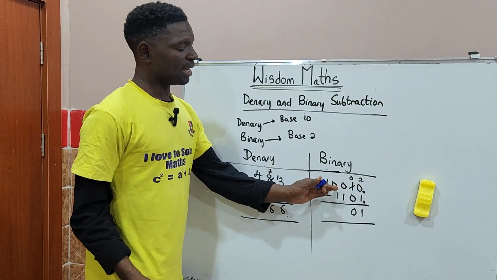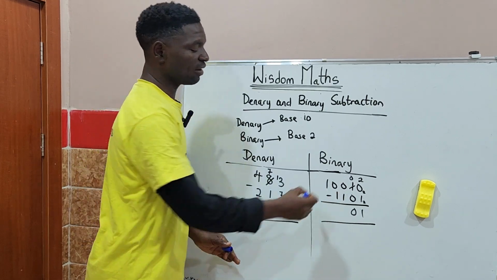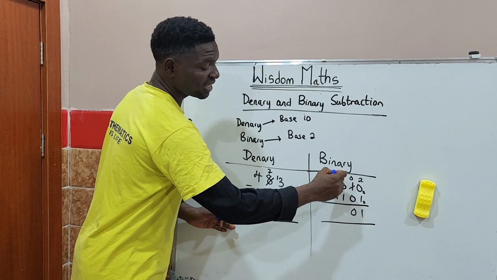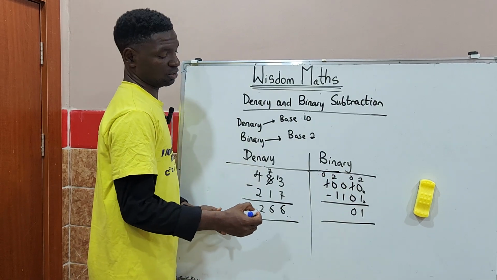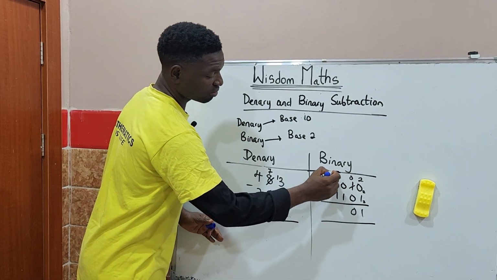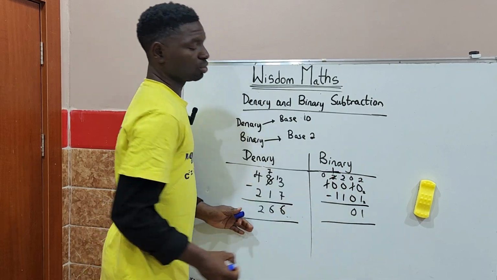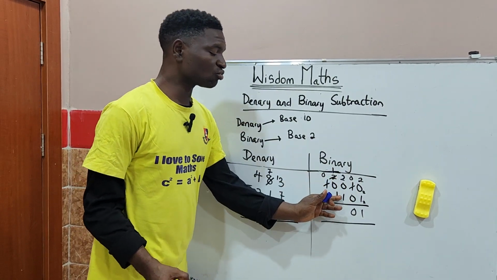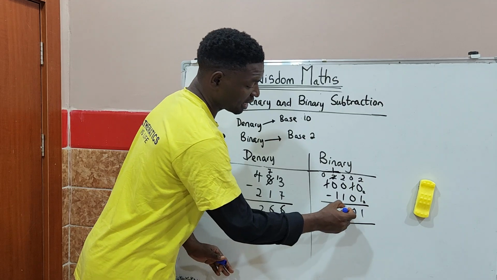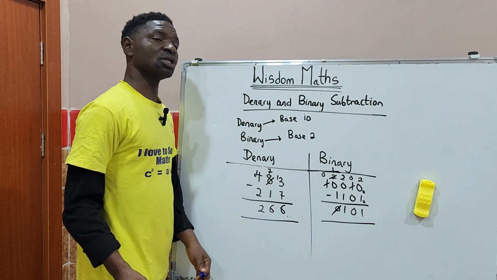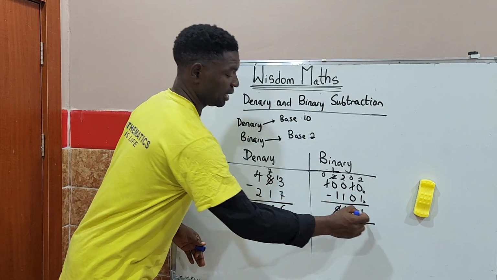0. So then 0 minus 1, you have to borrow from here. Here is what? 0. So when you are putting here, it is 2. You see it? So you borrow from this 2, it remains what? 1. When you are putting that 1 here, it becomes what? 2. So 2 minus 1 is what? 1. Then 1 minus 1 is 0. So the answer is 1, 0, 1, base 2.